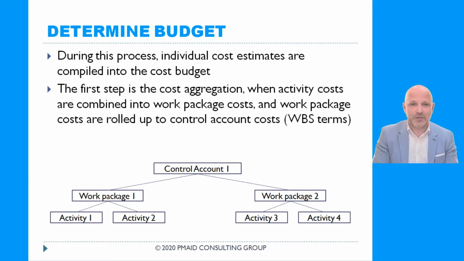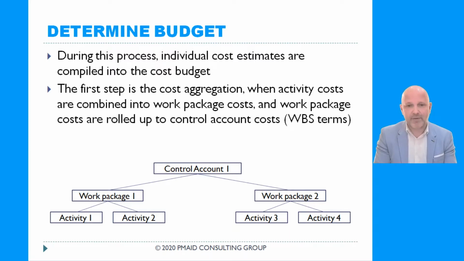Determine budget. During this process, individual cost estimates are compiled into the cost budget. The first step is the cost aggregation, when activity costs are combined into work package costs, and work package costs are rolled up to control account costs. I'm using the WBS terms that we learned in lesson 4 when we were talking about scope management. Work package, control account. So let's look at this example.